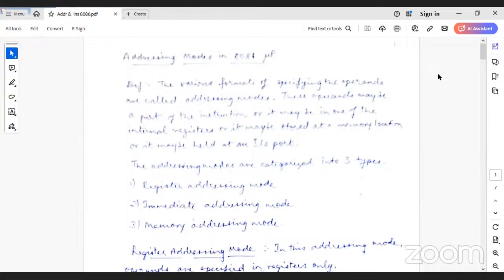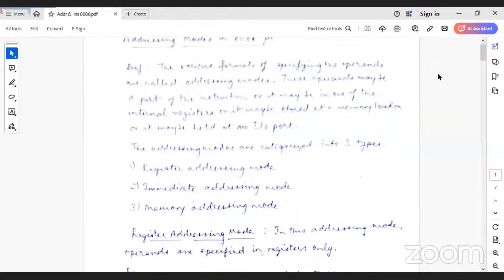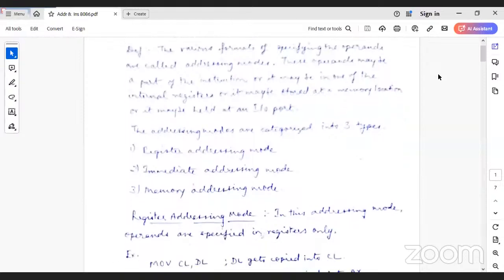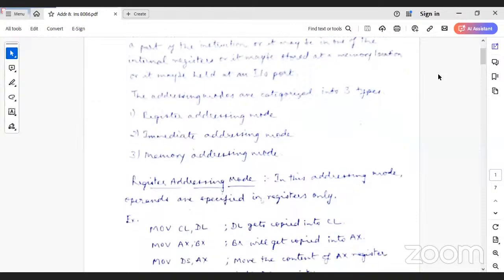So depending upon the different ways in which the data can be specified in an instruction, the addressing modes are categorized in three different ways: register addressing mode, immediate addressing mode, and memory addressing mode. Just now I said the data can be given directly in the instruction, or in a register, or in a memory location. So these three different ways are given the labels register addressing mode, immediate addressing mode, and memory addressing mode.